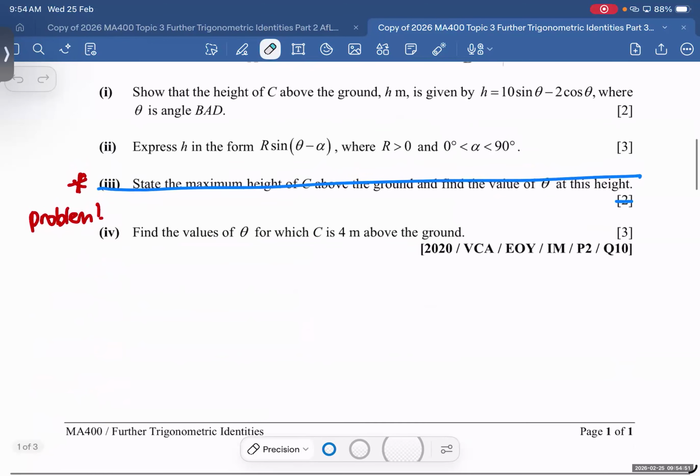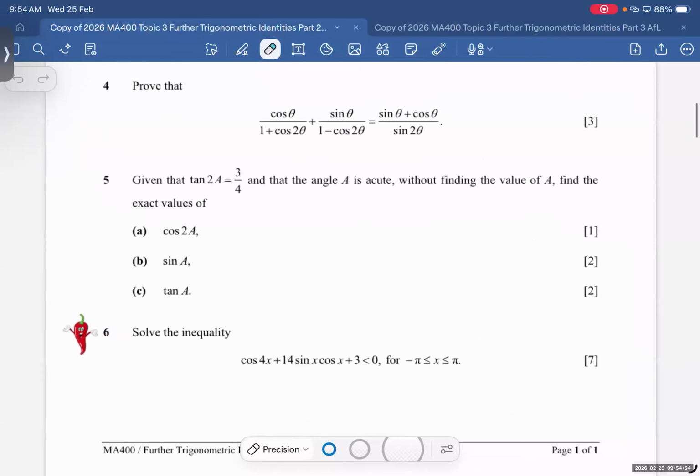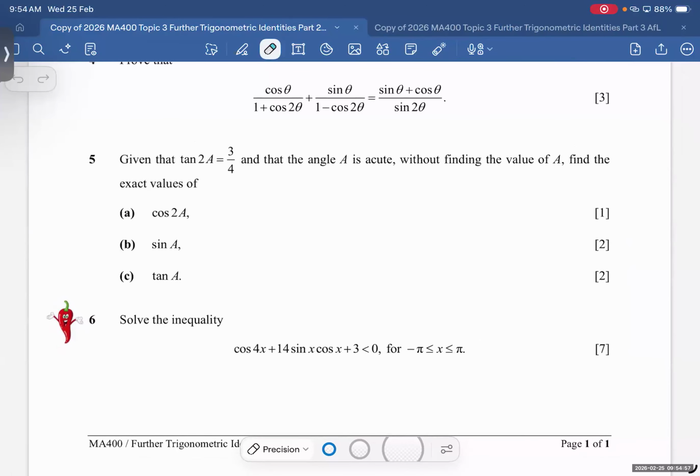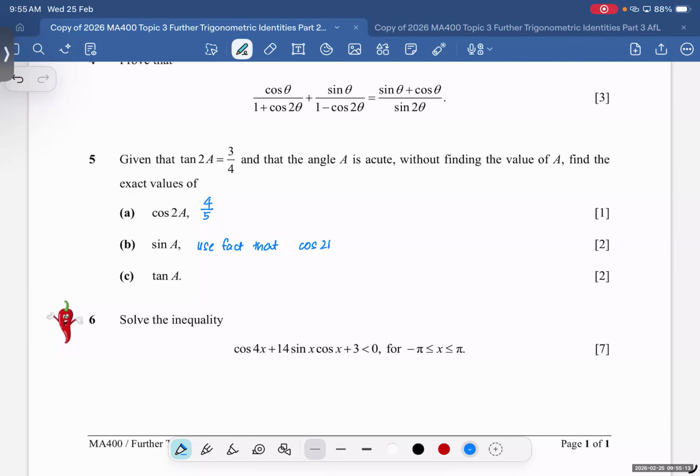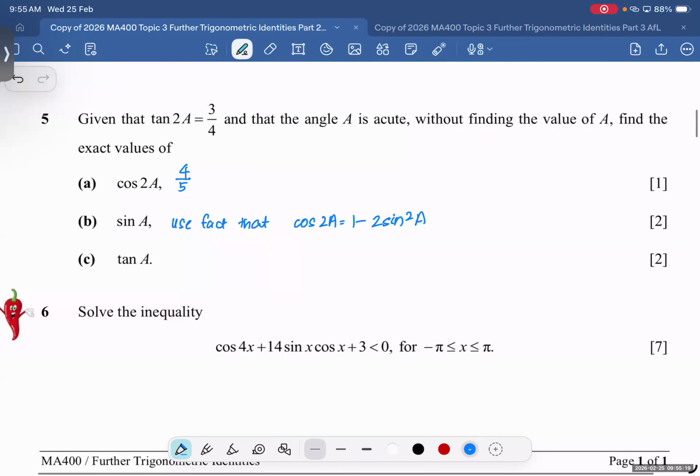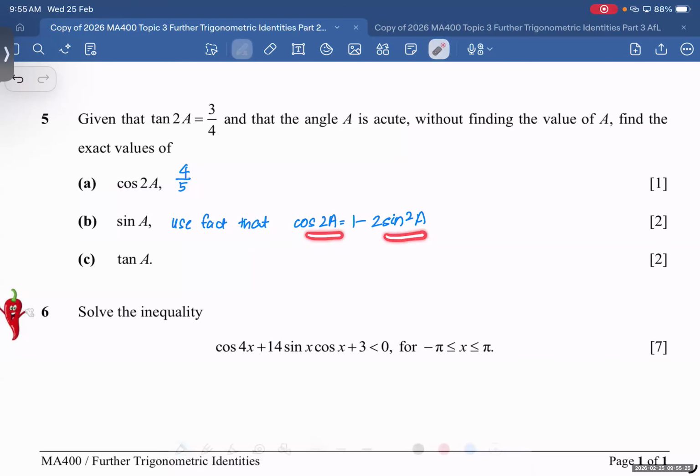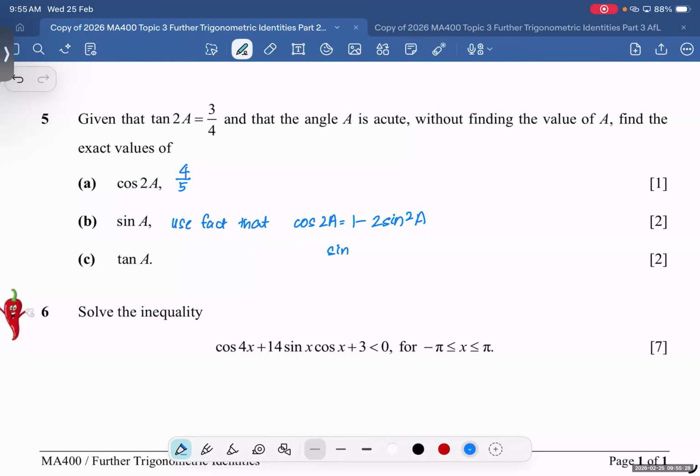Question 5 part B, let me just go through. You found cos 2A, right? Zoe has found cos 2A. She knows that it is 4/5. Now, very simple. For part B, use the fact that cos 2A is 1 minus 2 sine square A. Is that okay? You see this equation relates cosine and sine. So sine square A, I think sine A would be plus minus square root of (1 minus cos 2A) over 2. Okay.